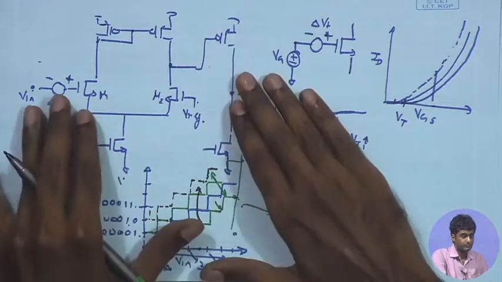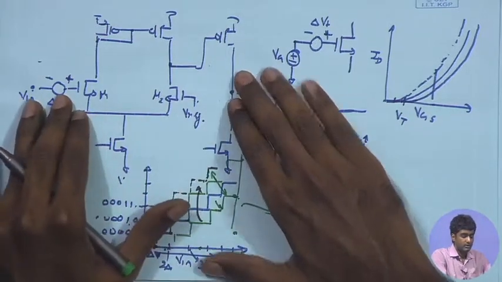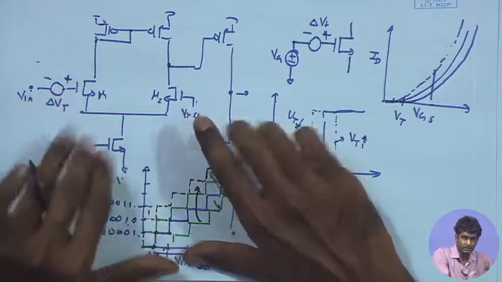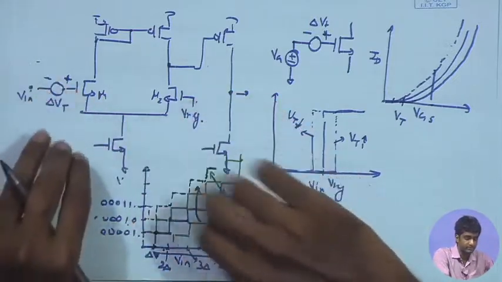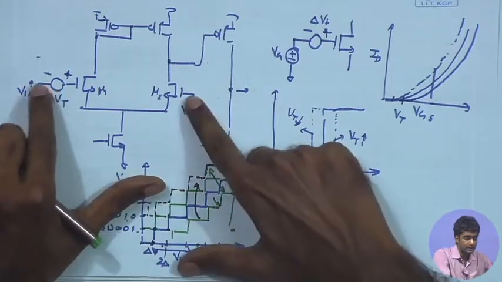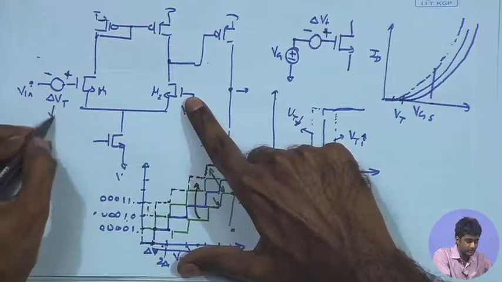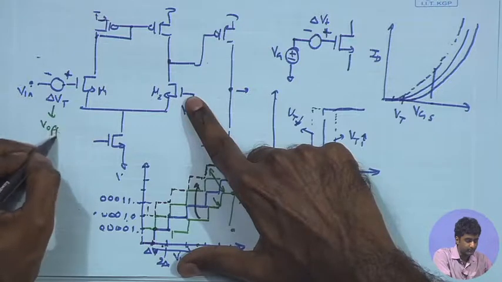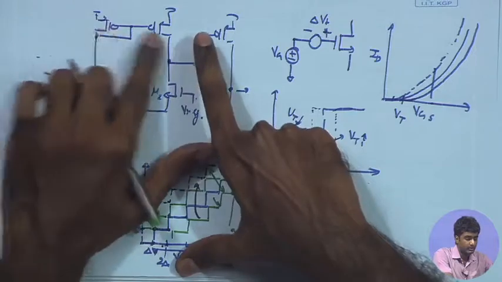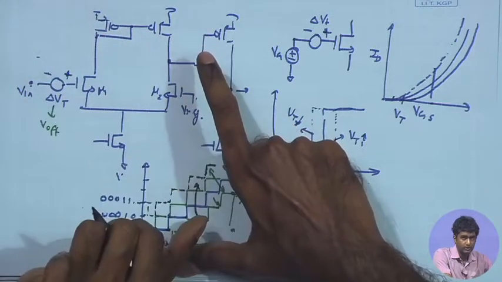Now, if I look at the delta Vt, it is shifting the characteristics in a certain fashion depending upon the polarity of delta Vt, and this delta Vt I can replace by V offset, which is going to capture the effect of delta Vt of the upper two devices also. How do we do that?